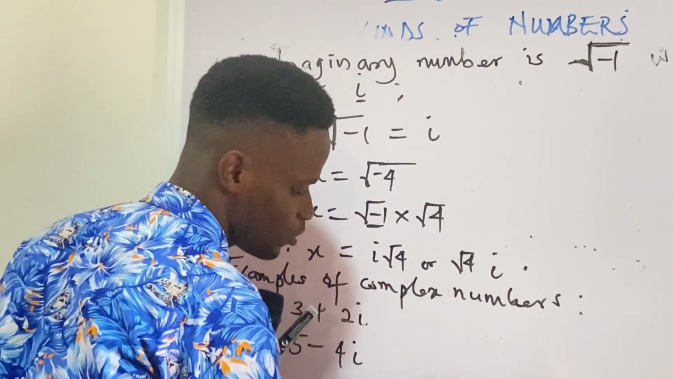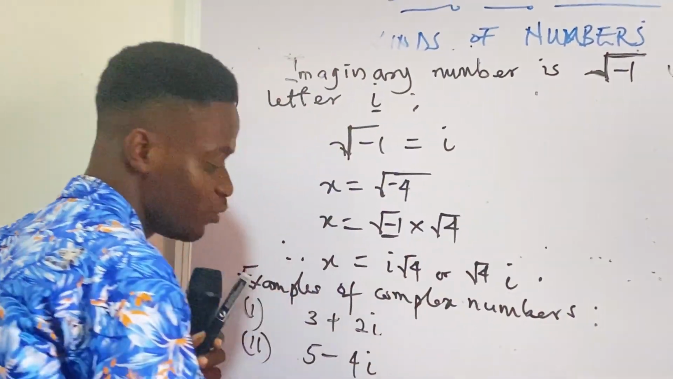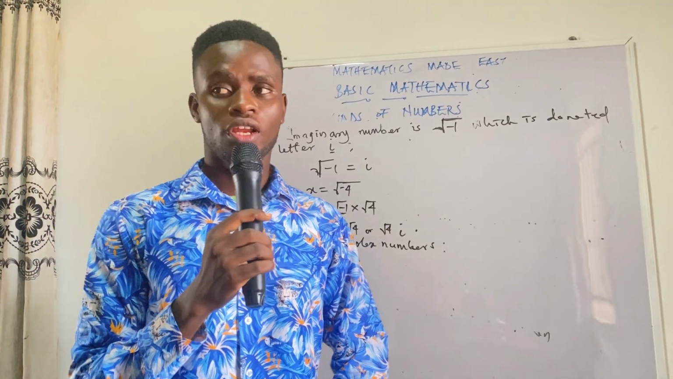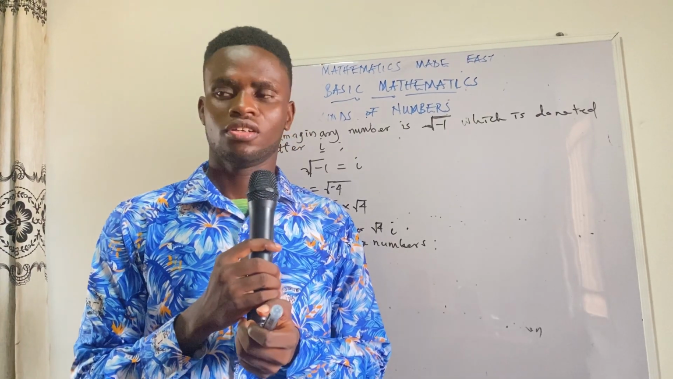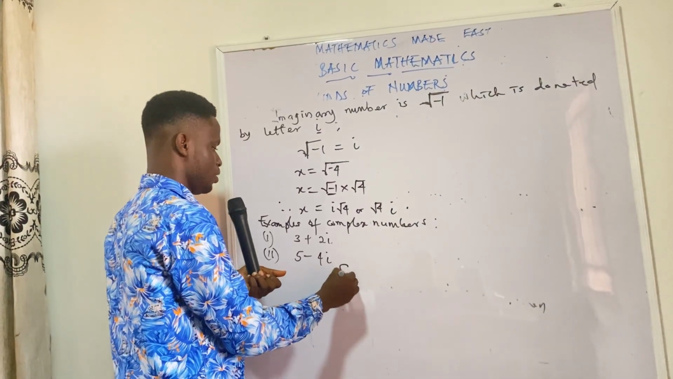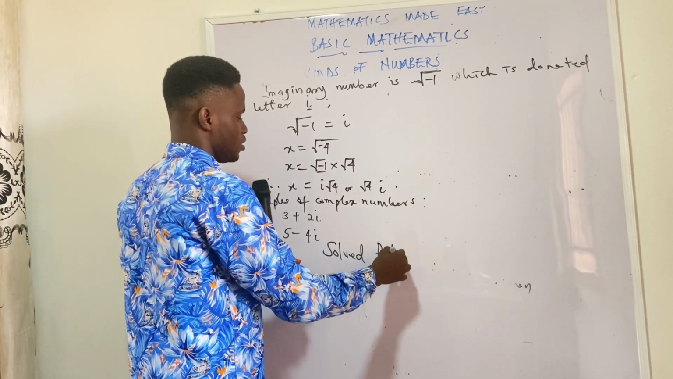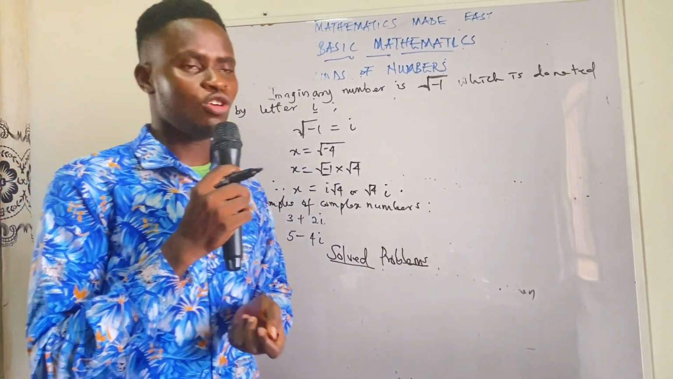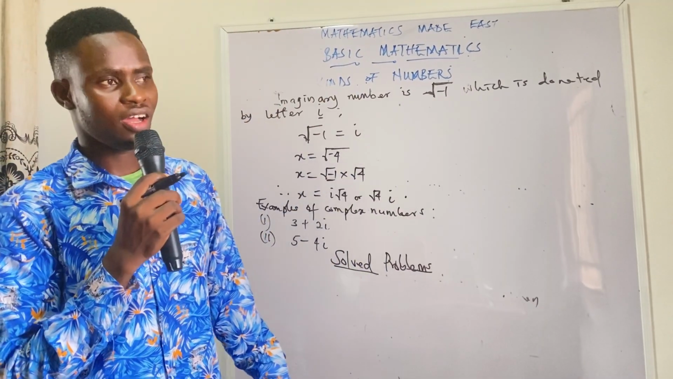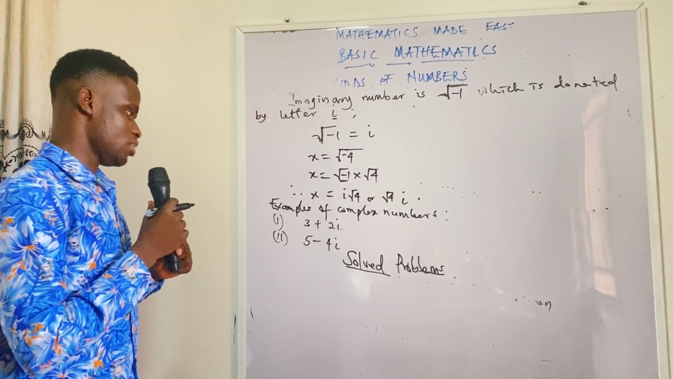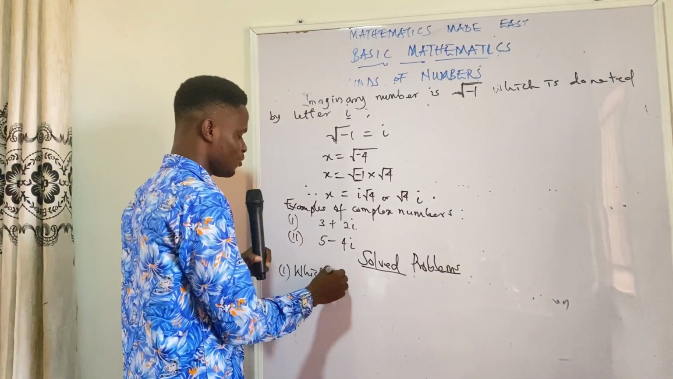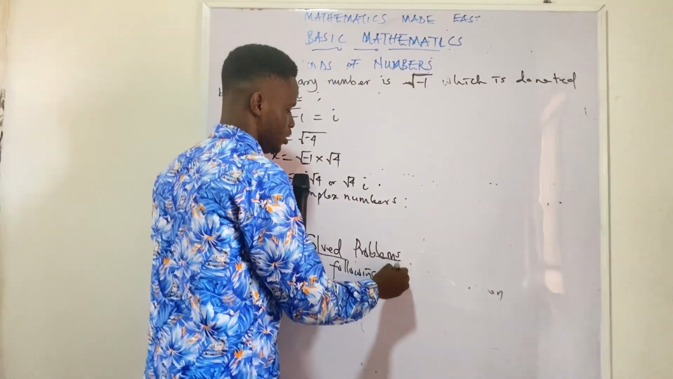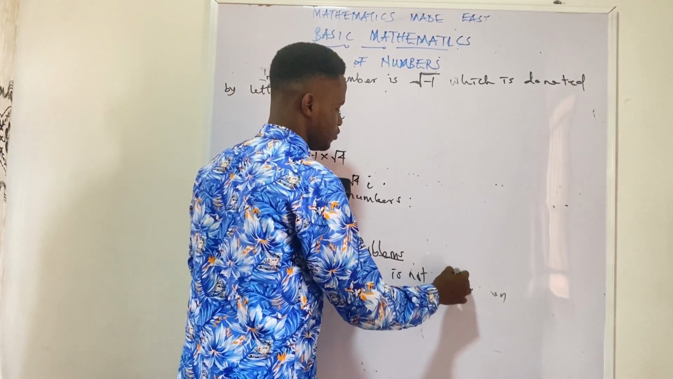And that's all concerning kinds of numbers. There are some basic questions that do come out in O levels or in UTME exams. You can just say solve problems, since we'll be solving the problems here. So most of the questions that are always under OBJ questions, you can come across a question like, which of the following is not a rational number?